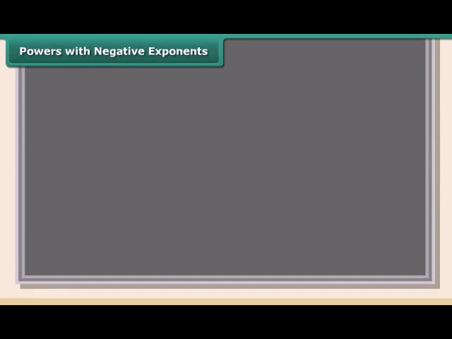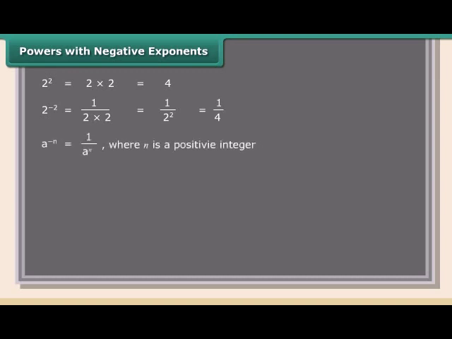Powers with negative exponents. 2 raised to the power 2 is equal to 2 × 2 = 4. 2 raised to the power minus 2 is equal to 1 upon 2 × 2, which is 1 upon 2 raised to the power 2, which is 1 upon 4. a raised to the power of minus n is equal to 1 upon a raised to the power n, where n is a positive integer.